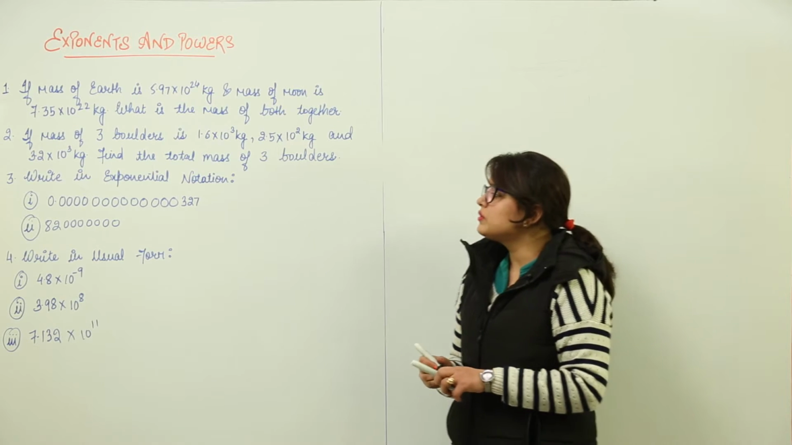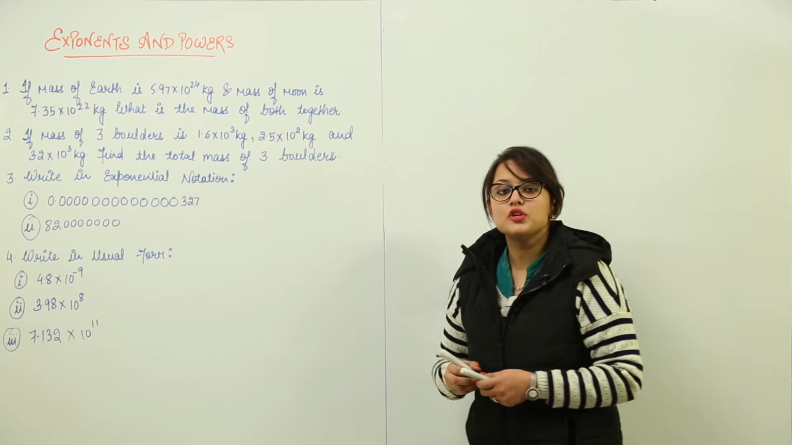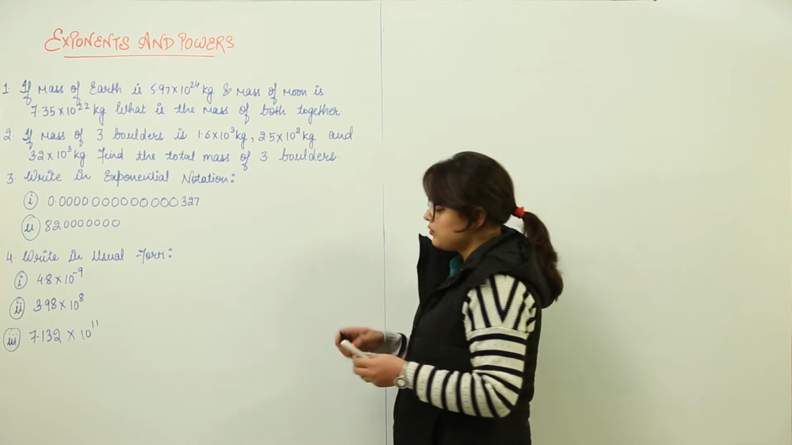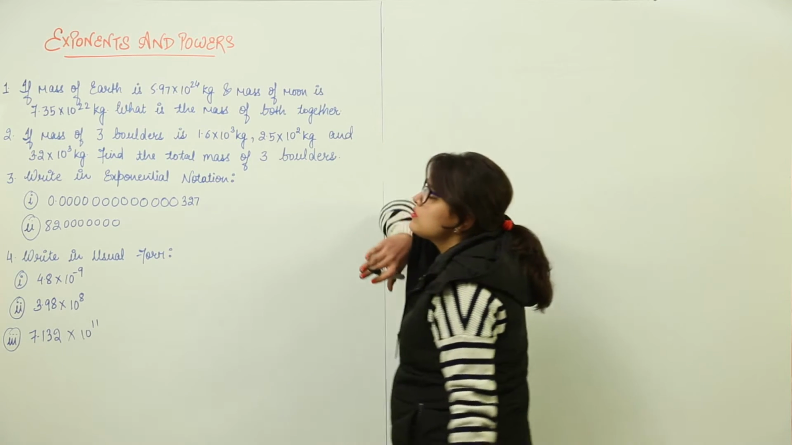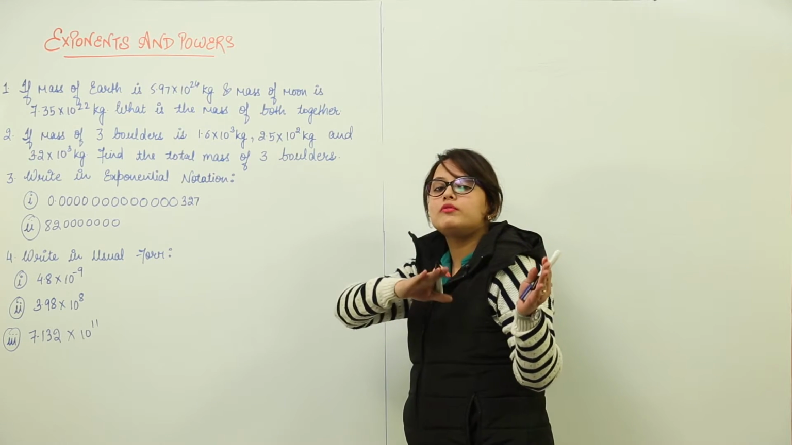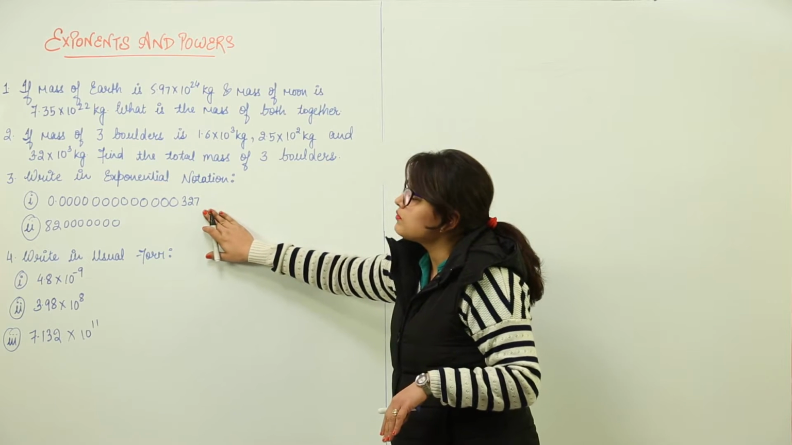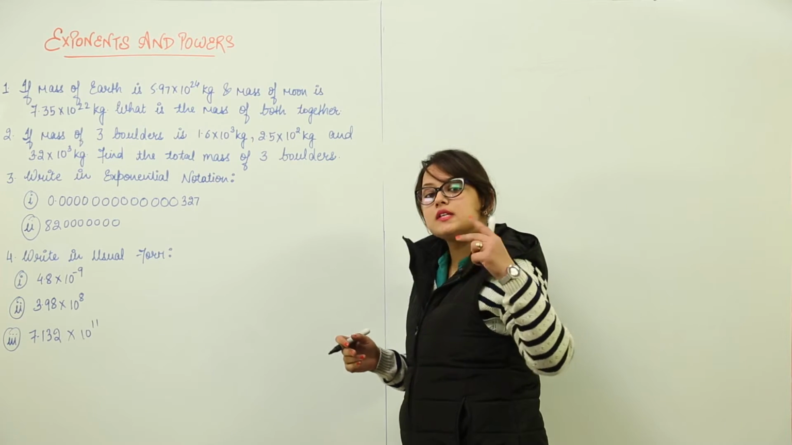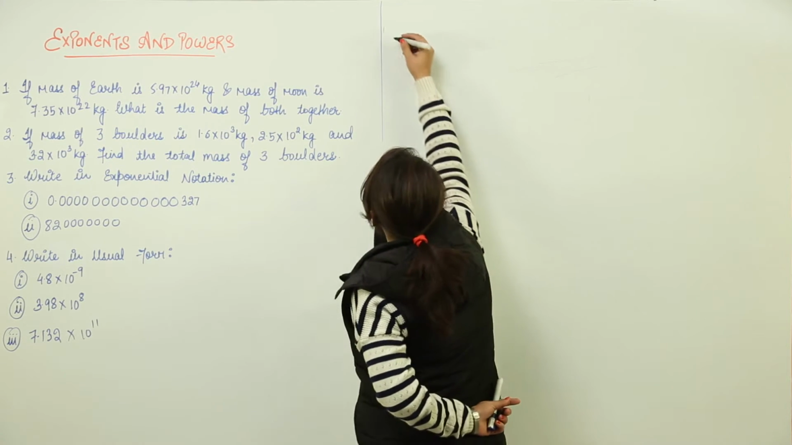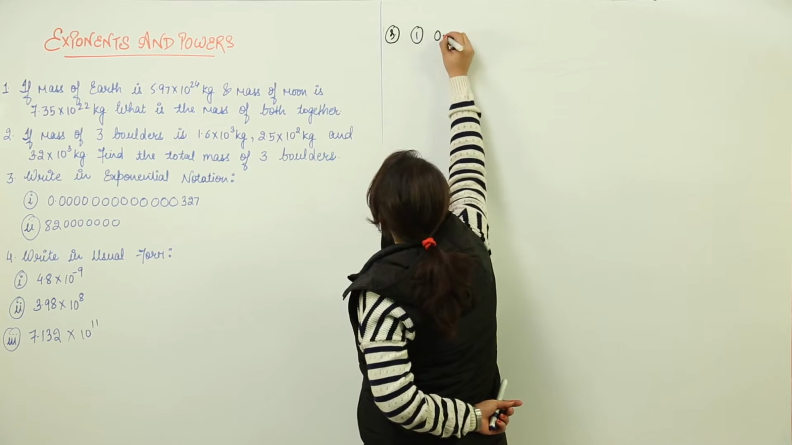Now let us move on to the third question, which says we have to write it in the exponential notation form. How to write the exponential notation we have already discussed, but that was when we had to convert the normal form into the exponential form. Now this is also the normal form, and converting it into exponential form means we will be applying the same concept. Let us try. The third question, first part, it says 0 point.